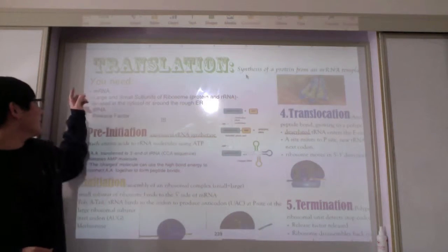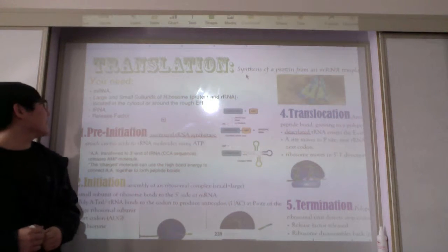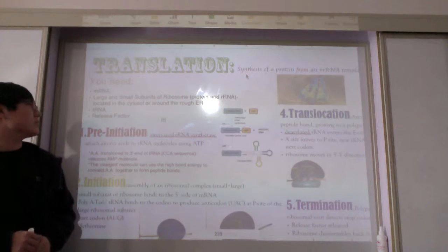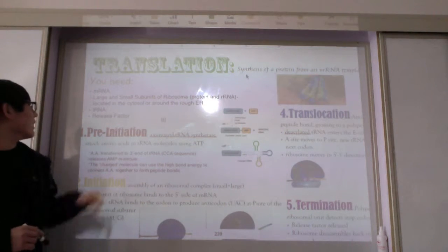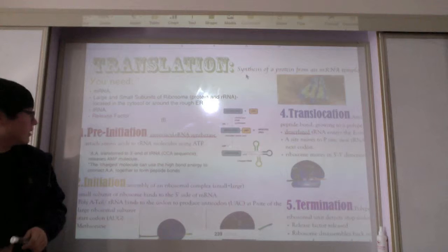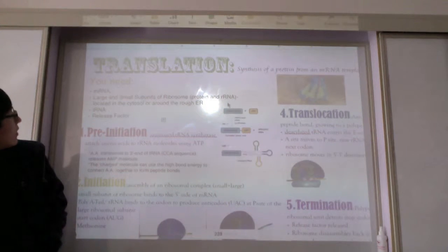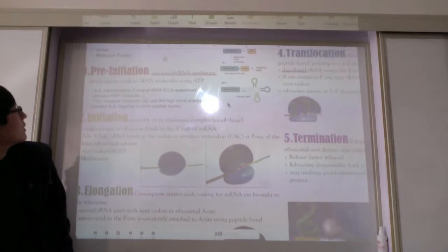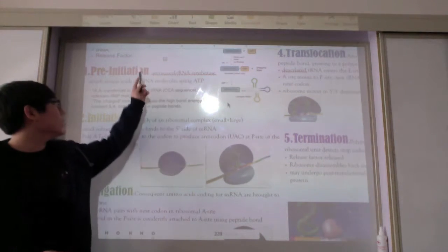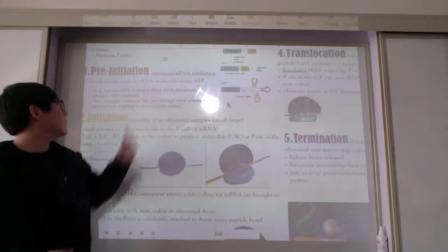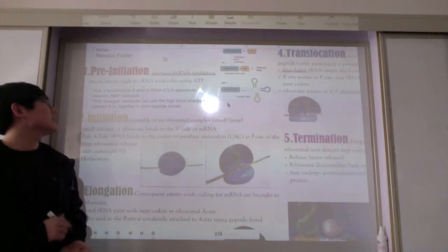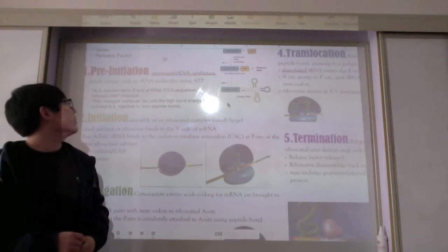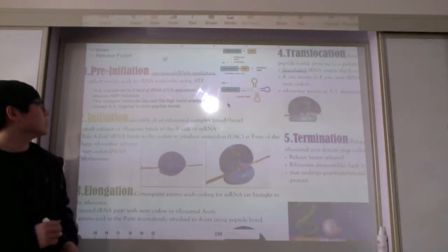So the recipes for translation are mRNA, large and small subunits of ribosome, tRNA, and release factor. So the first step is pre-initiation. Pre-initiation is when this enzyme, tRNA synthetase, attaches amino acids to tRNA molecules using ATP.